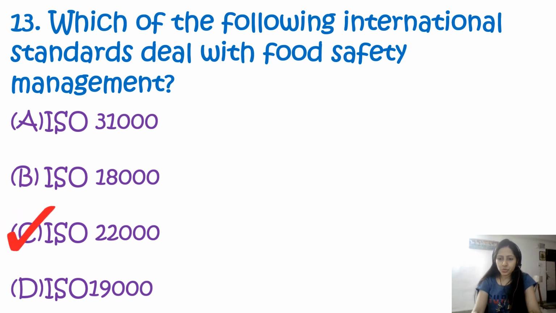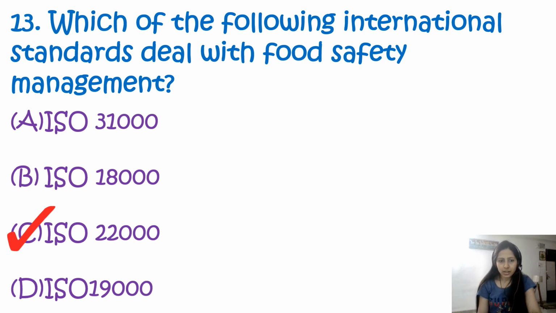Actually, ISO 22000 specifies the requirements of food safety management, where organizations in the food chain need to demonstrate their ability to control food safety and hazards in order to ensure that the food which has been consumed is safe at the time of human consumption.